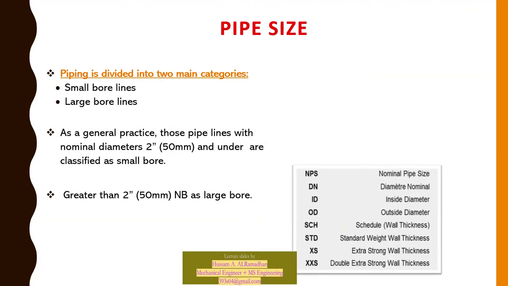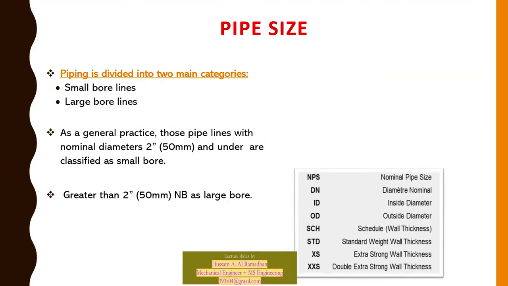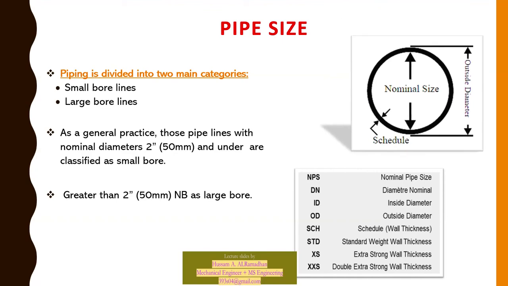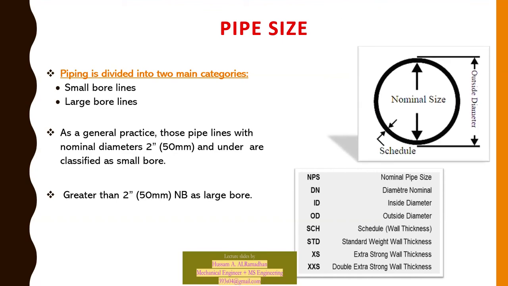Pipe size. Pipe is divided into two main categories: small bore line and large bore line. As a general practice, those pipelines with nominal diameter 2-inch and under are classified as small bore, greater than 2-inch considered as large bore. These are some descriptions of the pipe terms and their abbreviations.